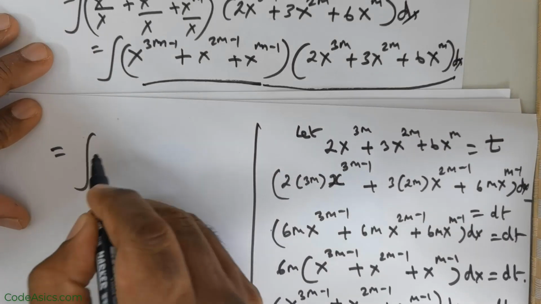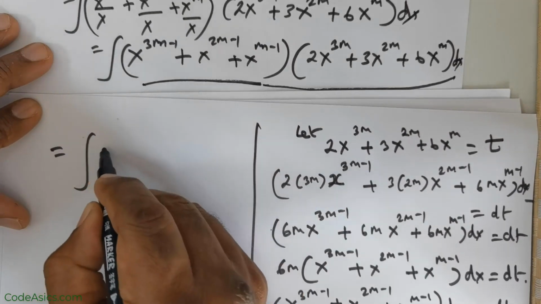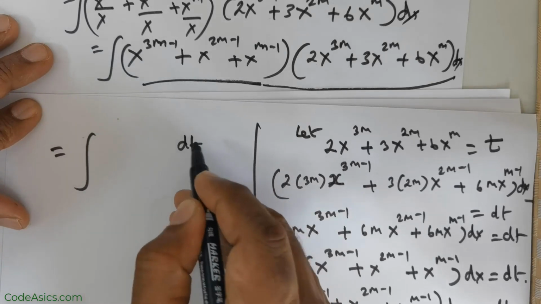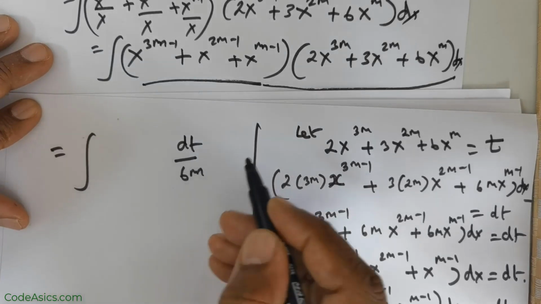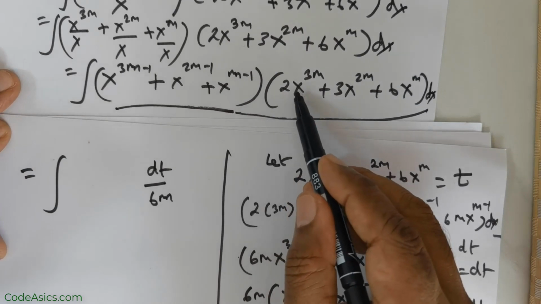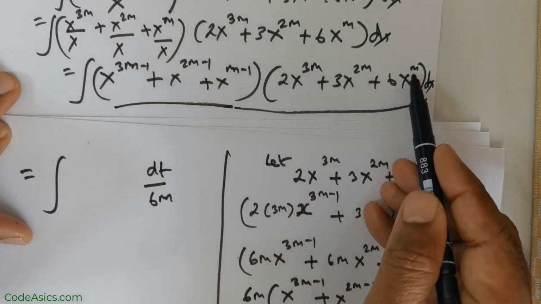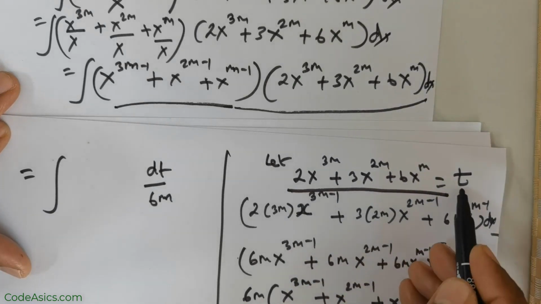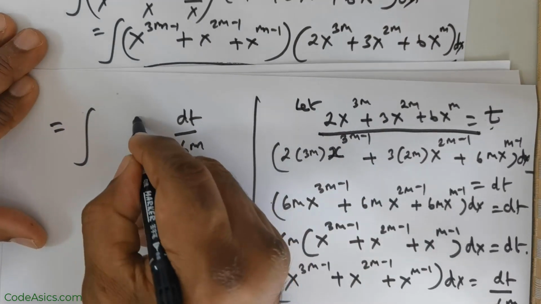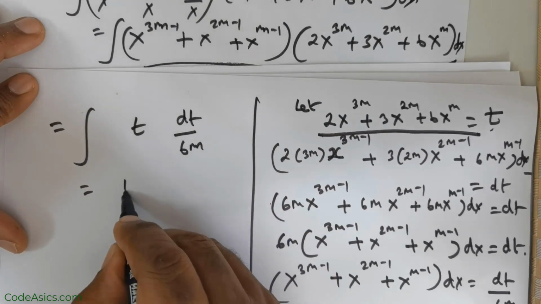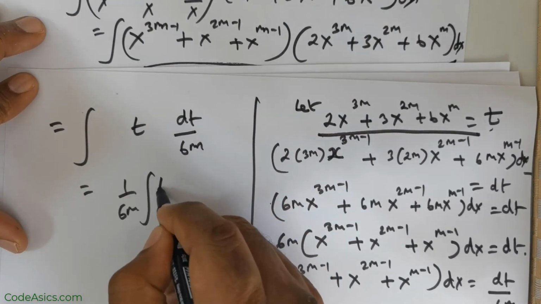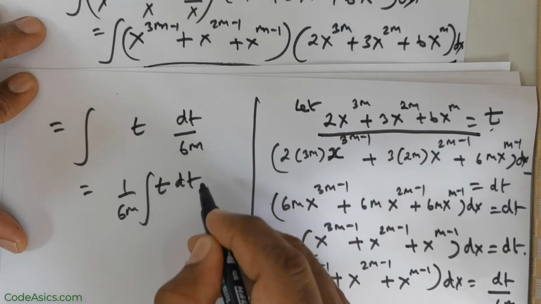So this is equal to the integral. I got a dt over 6m, so I'm placing a dt. I have a 6m here. In place of 2 times x raised to the power of 3m plus 3 times x raised to the power of 2m plus 6 times x raised to the power of m, I'm going to substitute this t. So you got t there. Now 6m is a constant. Take that out. You got t times dt.